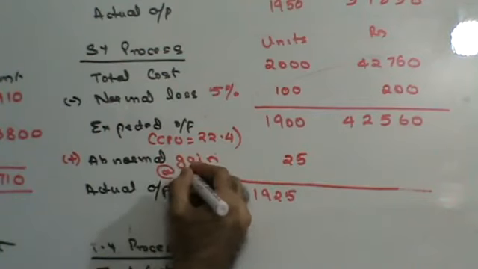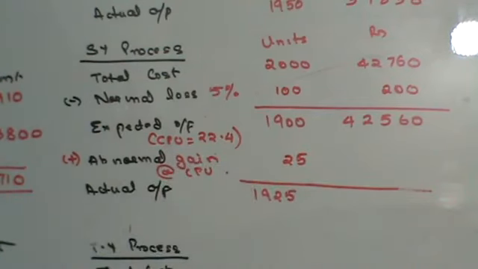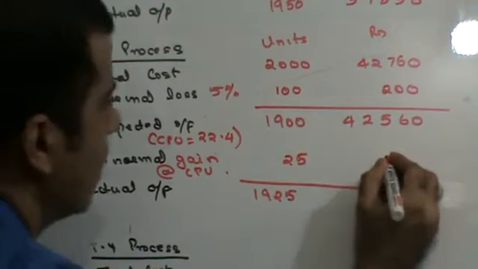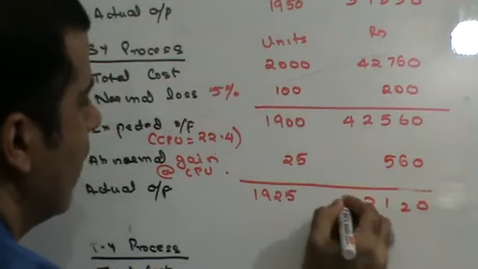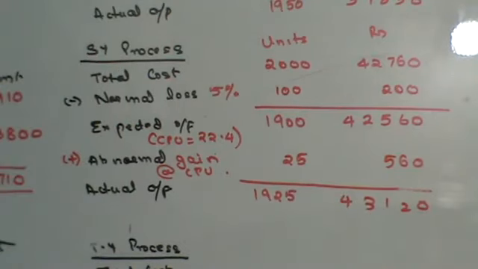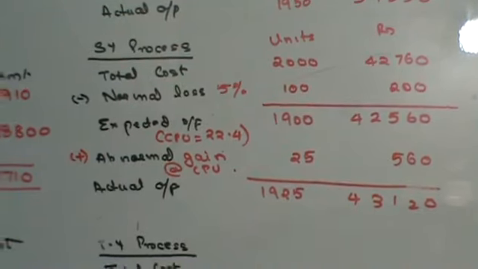This is also to be written at the rate of CPU. So you will multiply 25 by 22.4. If you multiply 25 by 22.4, you will get 560. So you add this, and the total is 43,120, right? Okay, let's transfer these entries, guys.